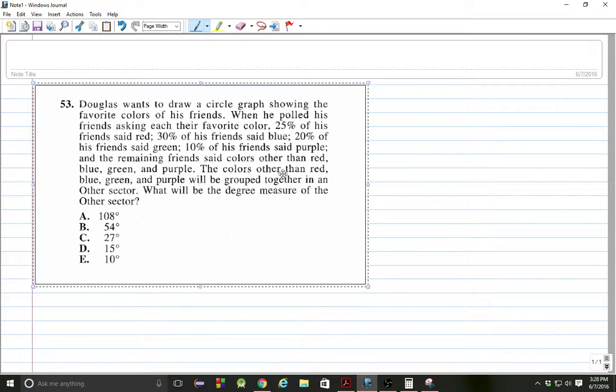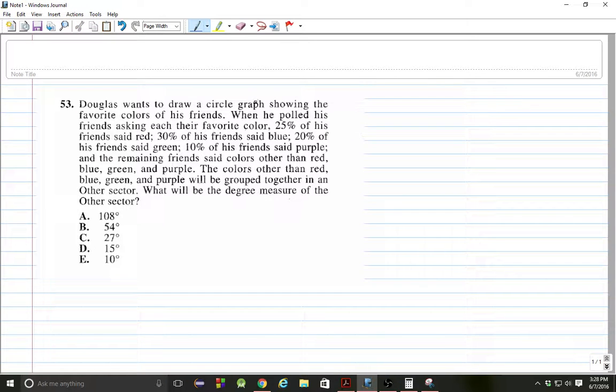Red, green, blue, and purple. The colors other than red, green, blue, and purple would be grouped together in the other sector. What is the degree measure of the other sector? Okay, this is an interesting problem. It's somewhat challenging, but if you know what a circle is and how this works, remember we're in degree mode. We're not in radian mode.